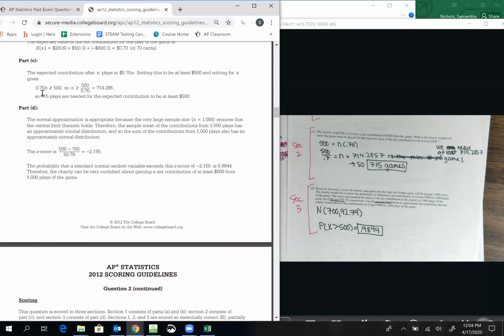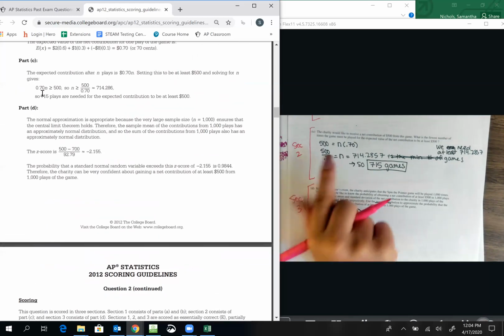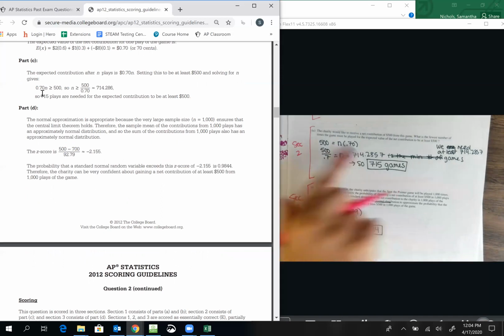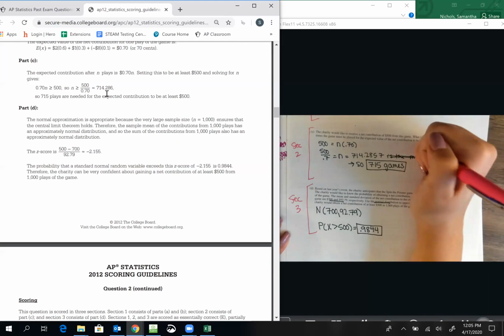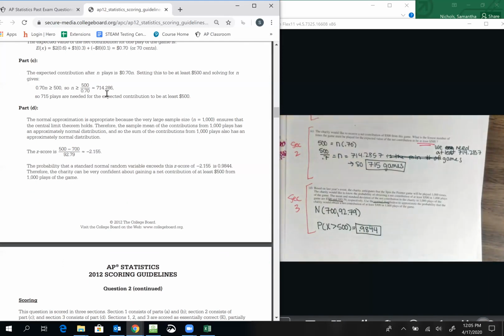So we want to make sure 0.70. So I wrote 500 equals n times 0.70, which is the same, or they did greater than or equal to, which is fine. And you got 714.286, but we're talking about the actual number of games. So we have to round that up. That's different from an expected number of games, because we want it to be at least 500. So I have to go up to make it at least 500. If I go down, it's going to be below 500.